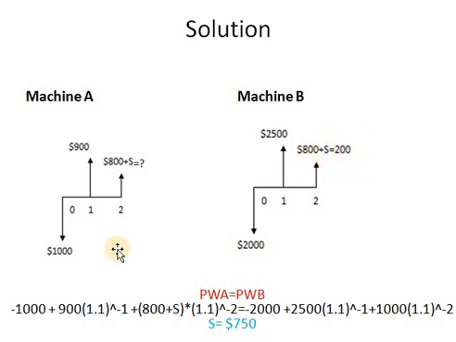So I calculate the present worth of A. We have minus $1,000 plus $900 into (1 plus i) to the power minus 1, one period away, plus 800 and the salvage value that occur together at year 2, into 1.1 to the power minus 2. This is the present worth of A. Equated to the present worth of B in the same way: minus 2000 plus 2500 into 1.1 to the power minus 1, and here we have 800 plus 200, so a total of 1000 at year 2, multiplied by 1.1 to the power minus 2. Equate those together, and you will be able to get the salvage value of $750.